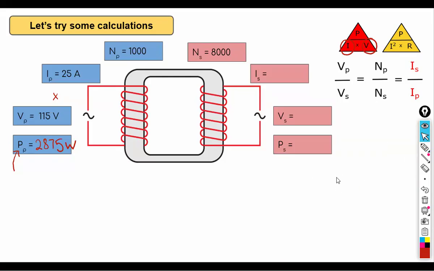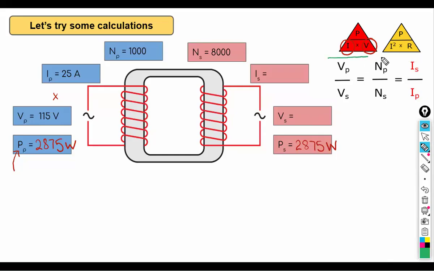Now, remember, in a perfect transformer, the power on the primary side is equal to the power on the secondary side. So without any calculation, you can make the assumption, if it's a perfect transformer, the power on the primary and secondary are the same. Right? I'm going to still give you all a minute to find IS and VS. But I am going to try to find VS first.